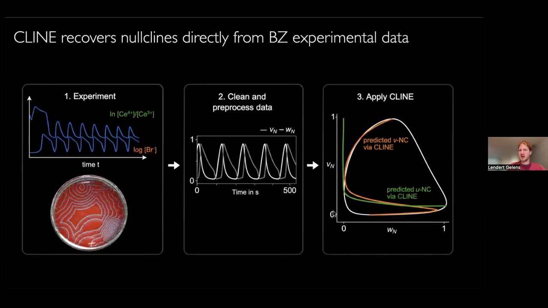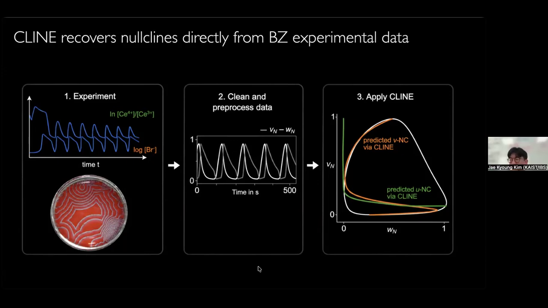And then we apply Klein, and we get out these null Kleins in orange and green. So you've got the two curves in phase space that encode the geometry of the system. And it works quite well. Klein recovered this hidden geometric structure of the oscillator directly from the experimental time series data. And it handled strong timescale separation and nonlinearities that would cause, for instance, SINDy or other methods to fail.